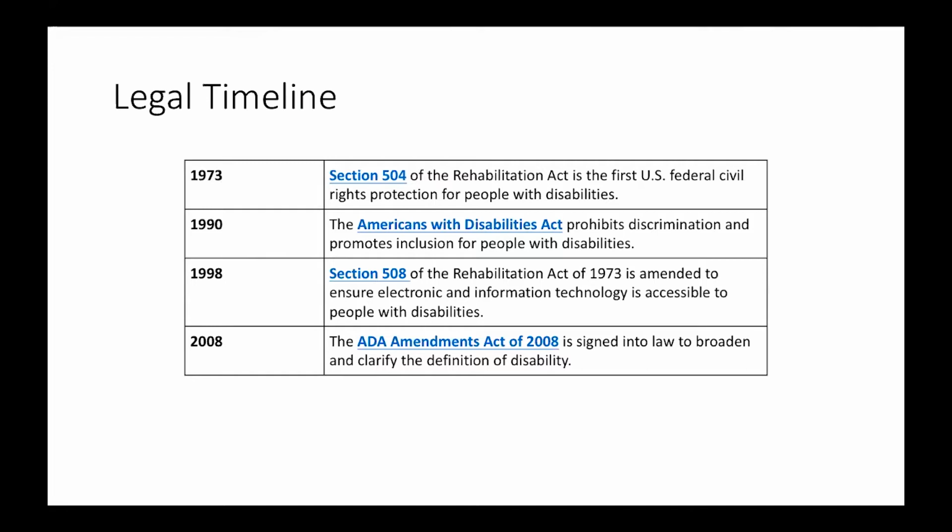In 1990, the Americans with Disabilities Act came into being, and this is what is referred to as the ADA, and that prohibits discrimination and promotes inclusion for people with a varying range of disabilities. And then in 1998, Section 508 of the Rehabilitation Act came into law, and that was an amendment that was specifically about ensuring use of electronic and information technology for people with disabilities.